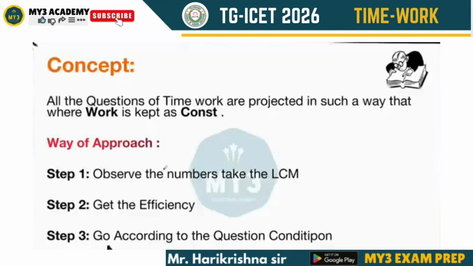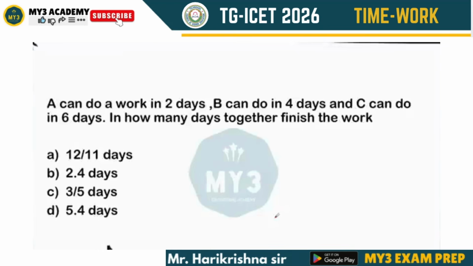Please observe the numbers which are given in the question, take the LCM of those numbers and assume that as your total work. And then you try to figure out the efficiency of the persons. After finding the efficiency of the persons, just read the condition and go accordingly. Condition can be anything, just read the condition, accordingly you can solve. Let's take a simple question.